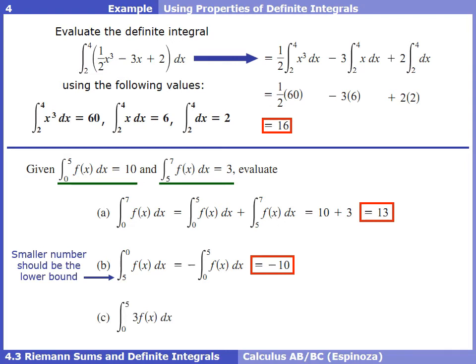In this last example, we have 3 times f of x, and we want to find the area from 0 to 5. We can take that 3 and factor it out to the front. Once we do that, we already know that the integral, or the area, from 0 to 5 is 10. So we can simply take this value and replace it with a 10. 3 times 10, of course, is just 30.